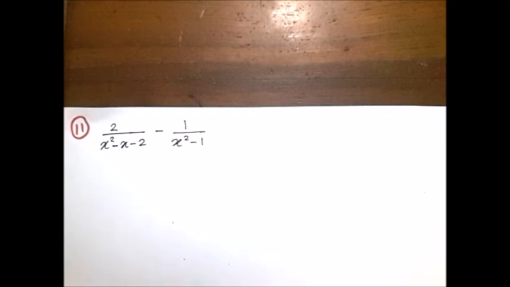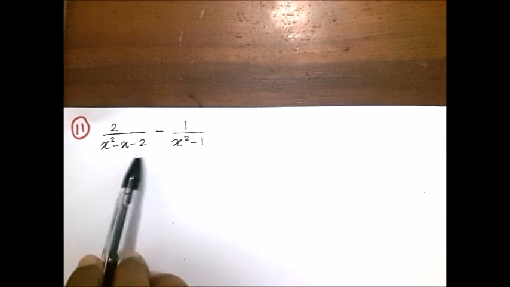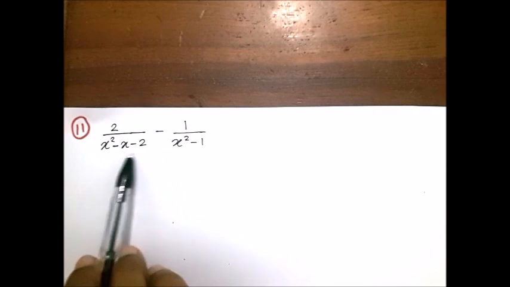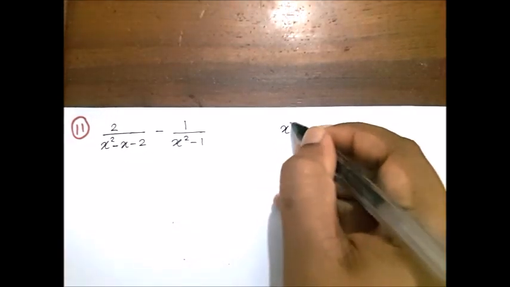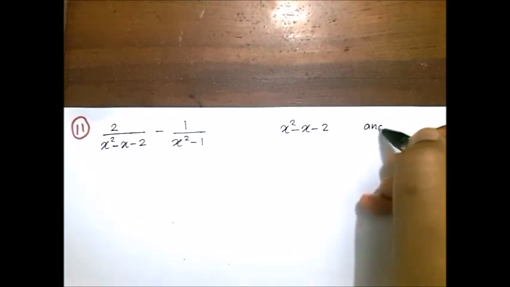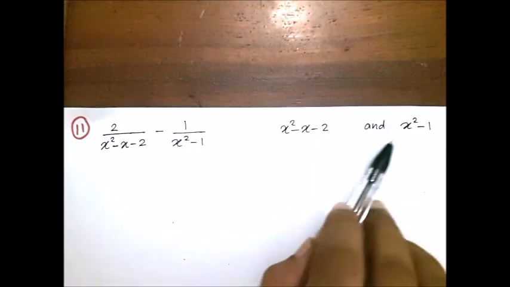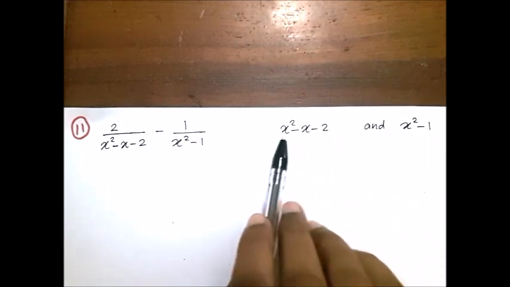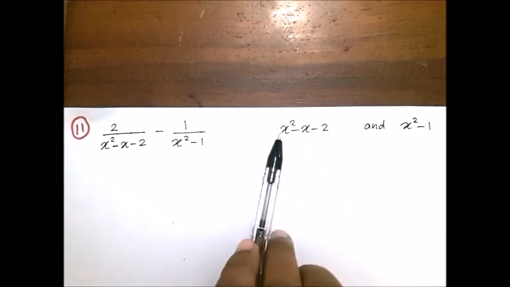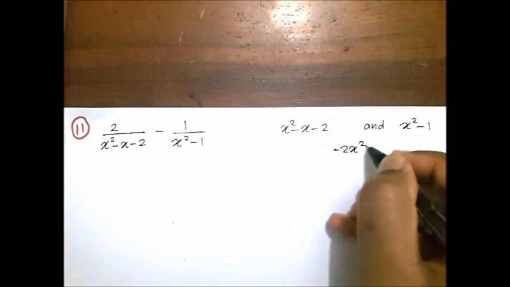Look at the 11th example. Here the denominator is a trinomial quadratic expression and this one is also a quadratic expression. First you have to take the LCM of these two expressions: x to the power 2 minus x minus 2 and x squared minus 1. First you have to factorize these two algebraic expressions. This is a trinomial quadratic expression. To factorize this one, first you have to multiply the first term and last term. It is minus 2x to the power 2.